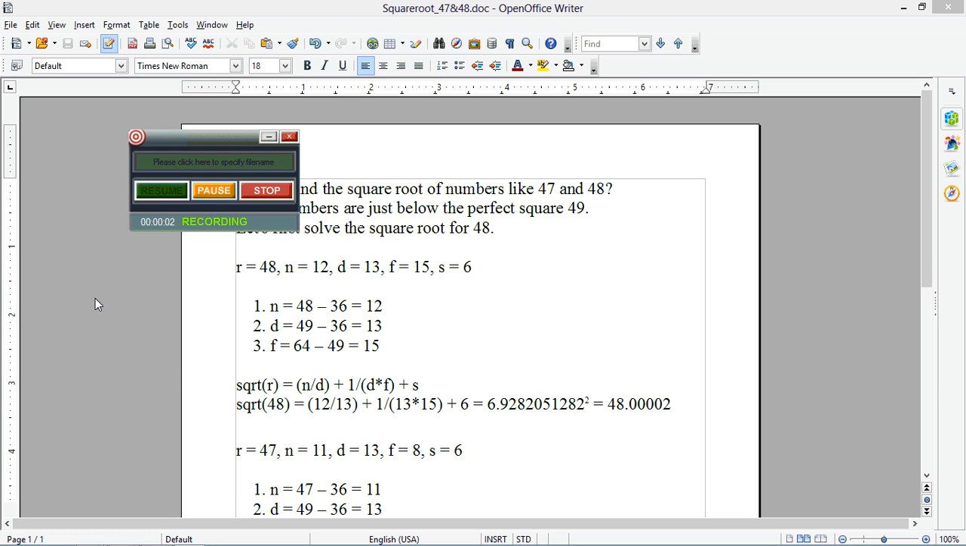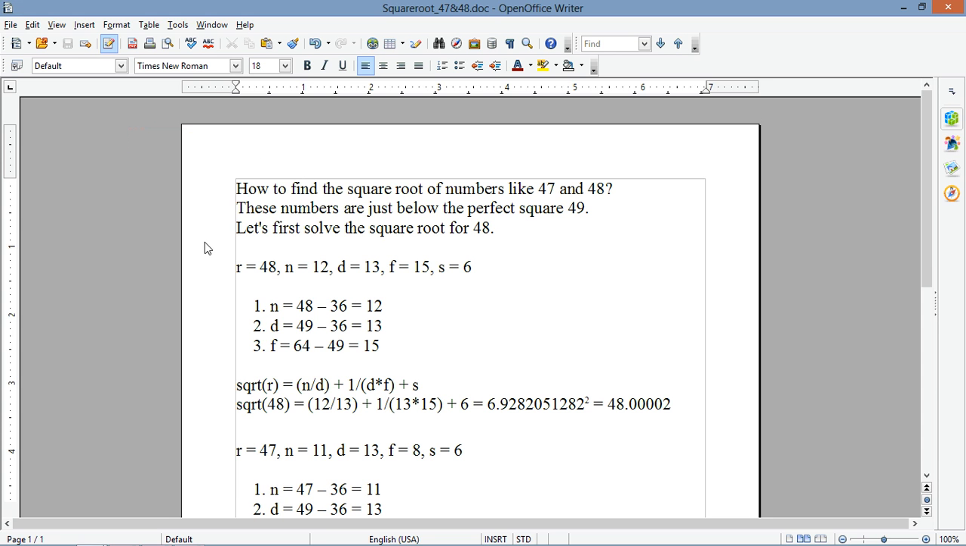Okay, a while back I promised to talk about finding the square root of 47 and 48. So let's get started on that. How to find the square root of numbers like 47 and 48. Now these numbers are just below the perfect square 49. So let's first solve the square root for 48.